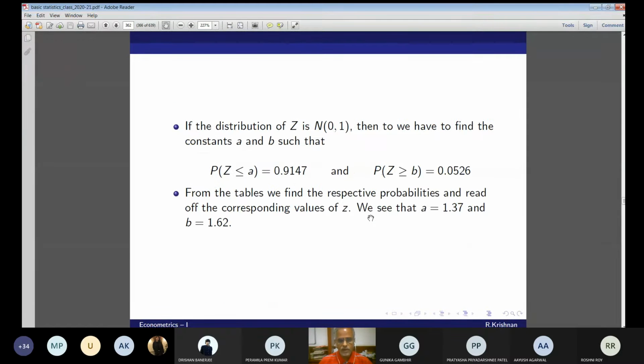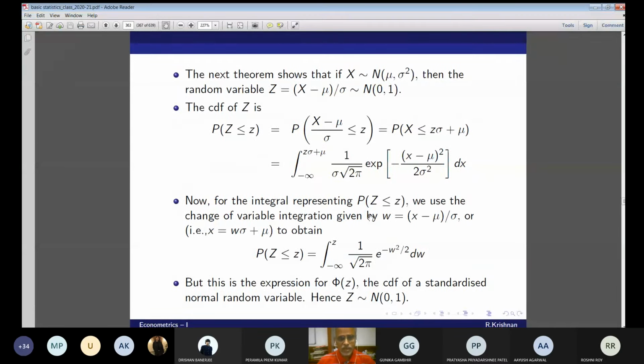Okay, this is illustrated next. Now we'll start today's lecture from here. The next theorem is very easy to show. It says that if X is a normal variable with mean mu and variance sigma square, then the random variable Z equal to X minus mu by sigma is also distributed as a normal random variable with mean 0 and variance 1.